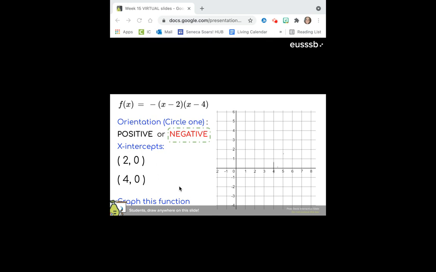So plot your two intercepts and then sketch a parabola with a negative orientation that goes through those two intercepts. And don't worry, I'm not judging your drawing skills because mine aren't the best either. Just want to make sure you've got the right orientation in mind and you're plotting the correct points. So as long as I can see those two things, you're good.